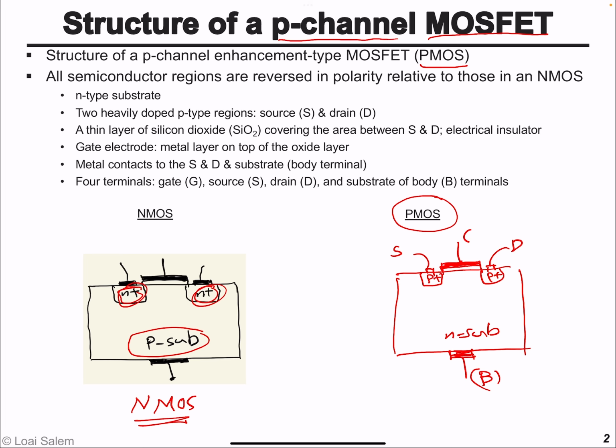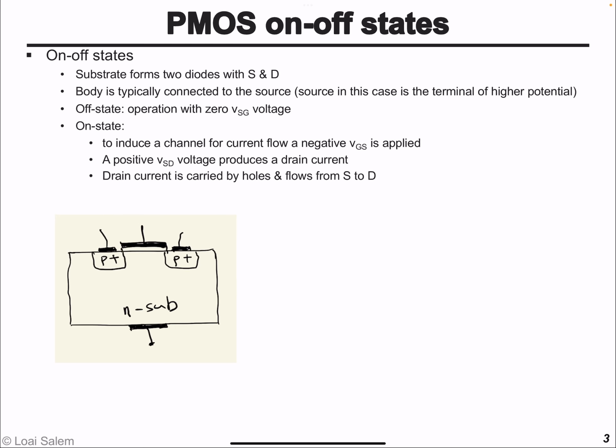This is the gate. Now let's look at the on and off state, or specifically the off state of the PMOS and then the on state of the PMOS. So this is the structure of the PMOS shown at the lower left corner. Now, what happens here is typically the source terminal is going to be the terminal that has a higher voltage or higher potential than the drain terminal.